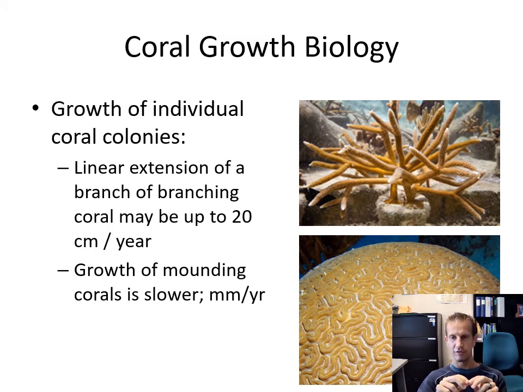A single branch of Acropora cervicornis under ideal conditions might grow about 20 centimeters a year, about this much in a year. But a big mounding coral like the brain coral in the lower picture there would grow more slowly, like only a couple millimeters a year. And so you could imagine it would take hundreds of years for the colony to go from little to huge.